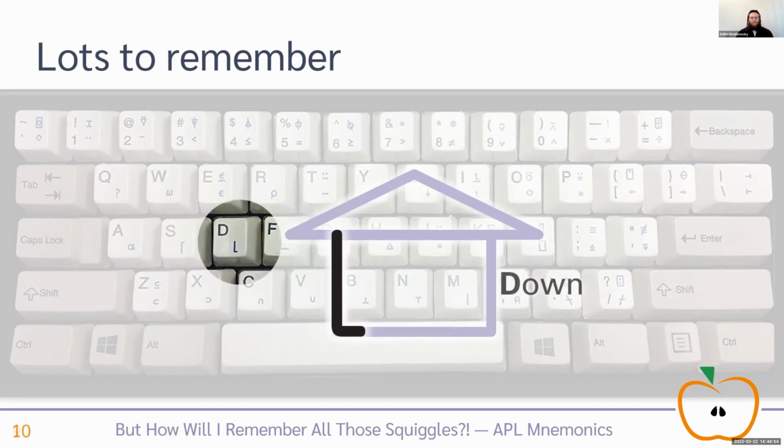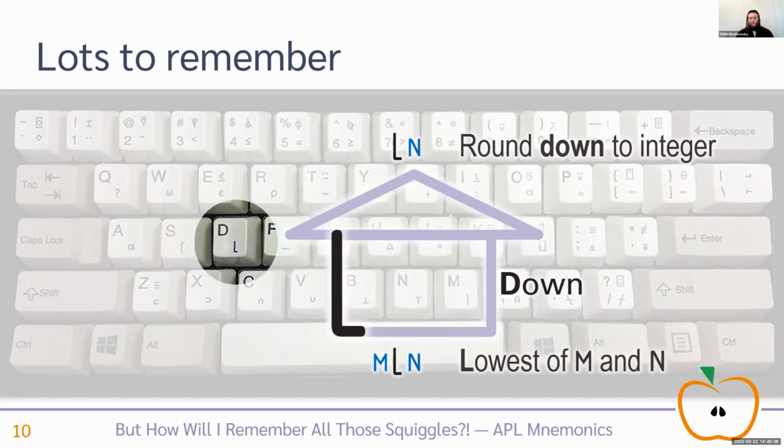So let's go back to the Downstile. D for down. Monadic form is exactly the opposite of rounding up. We're rounding down, D for down. And the dyadic form, we go down. We want the lowest of two numbers. And the symbol looks a little bit like an L as well. So L for lowest looks like an L, but it's still down. We're going down.